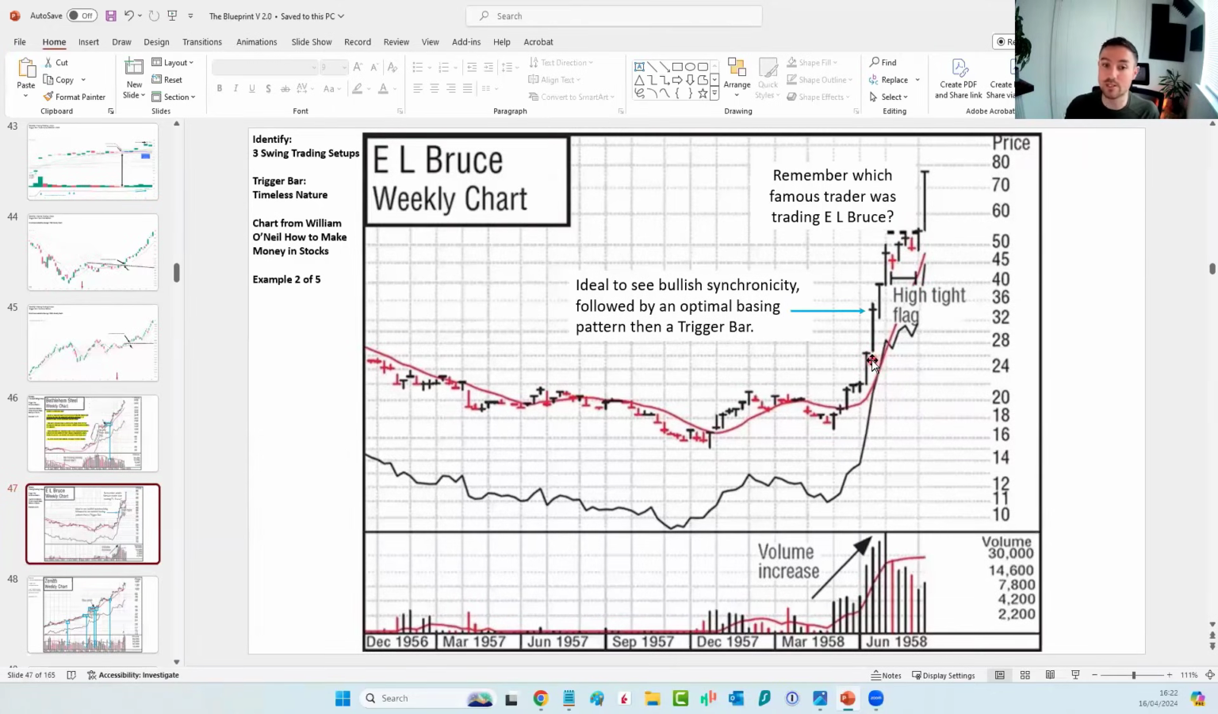Ideally, before these continuation type bases form, you see a lot of buying. How do you visually see buying? Widespread candlesticks, high relative volume, strong closes. That is what you are looking for.